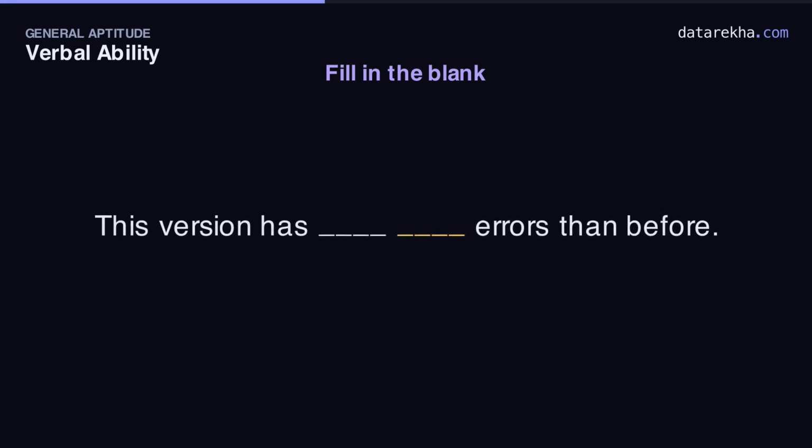Second, a countable versus uncountable choice. This version has blank errors than before. The key word is errors. And errors are things you can count. 1, 2, 3. For countable things, we use fewer. Less is for stuff you can't count, like water or time. So it's fewer errors. Fewer for numbers, less for amounts.